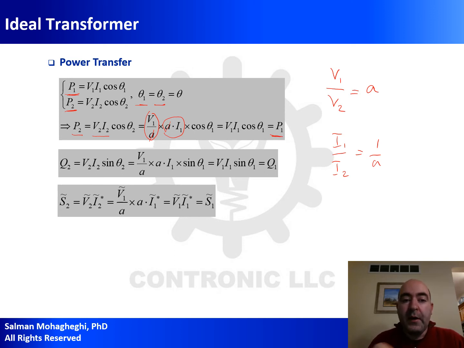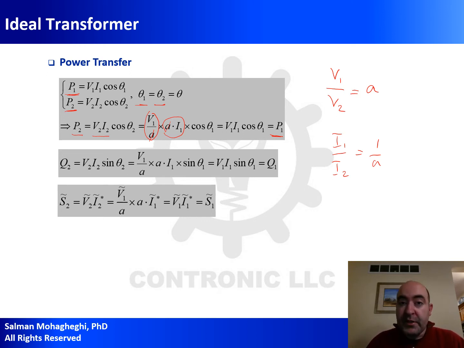What does it tell me? P2 equals P1. What does that mean exactly? That means an ideal transformer does not lose power, does not generate power. Power goes from primary side to the secondary side. Do remember, however, this is for an ideal transformer. A real transformer will have power losses. We'll talk about that later.